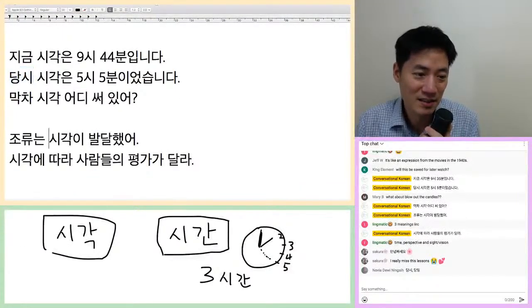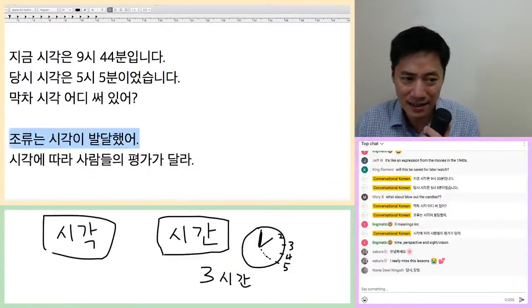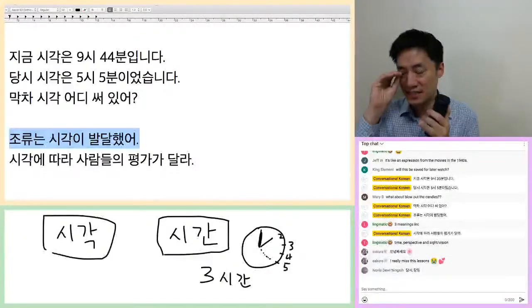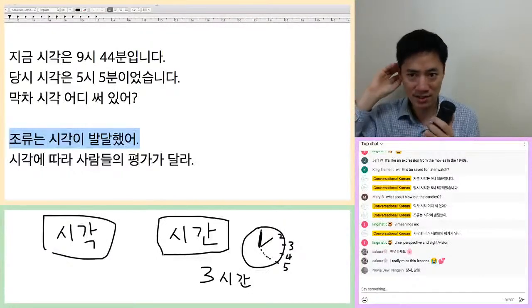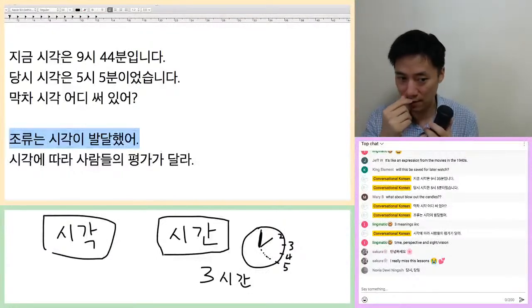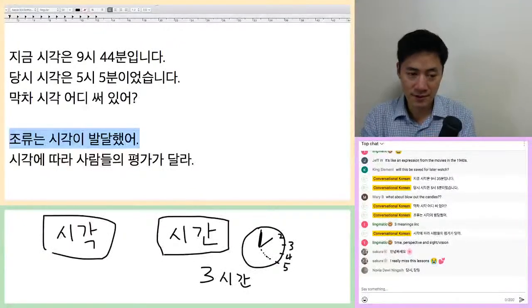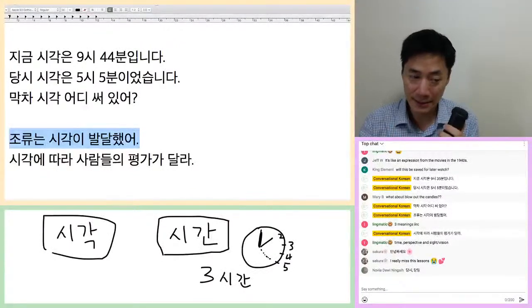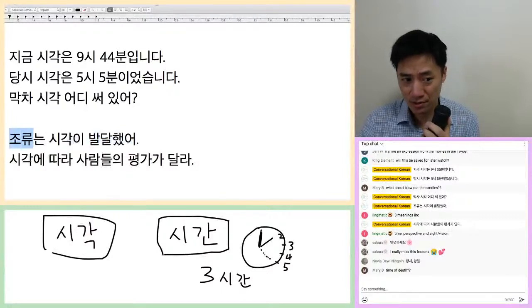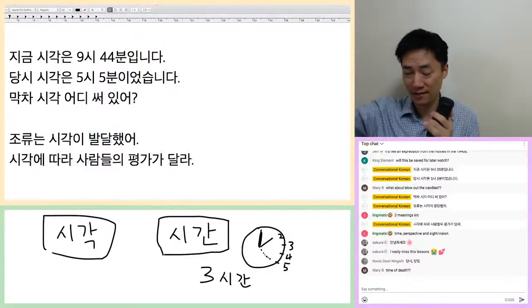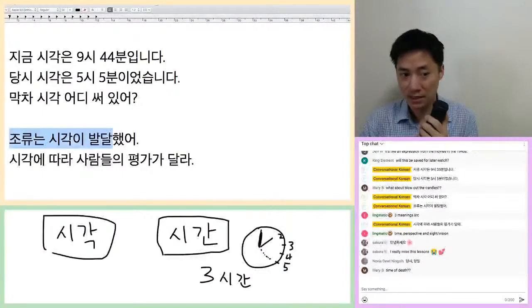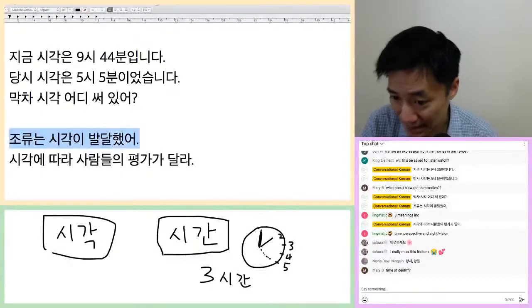And okay, in this case, 시각. You know, there's five senses. 시각, like seeing, sense of seeing, watching. 청각 is listening. 후각 is smelling. 촉각 is you feel on your skin. And 미각 is tasting. And 조류, like birds. The sense of watching is developed. They are very good at seeing a thing. 조류, birds. That's what it means. 조류는 시각이 발달했어.